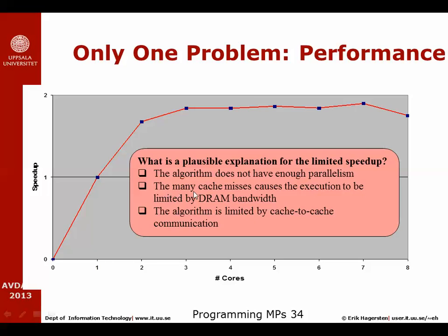So it is that the many cache misses cause the execution to be limited by DRAM bandwidth. So we are already at 2 cores. The amount of data we transfer per time unit is very close to the absolute maximum for this specific chip. And that means that as we add more and more cores, yes, we have more parallelism. They potentially could do more work, but it's all going to be serialized by how much data can be transferred from the DRAM to the multicore.